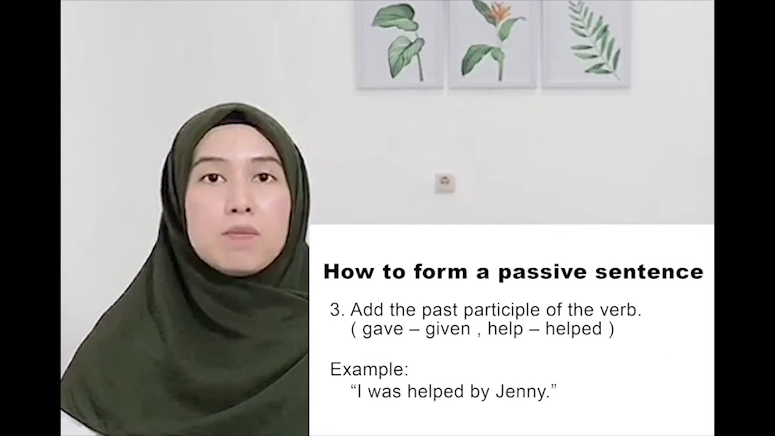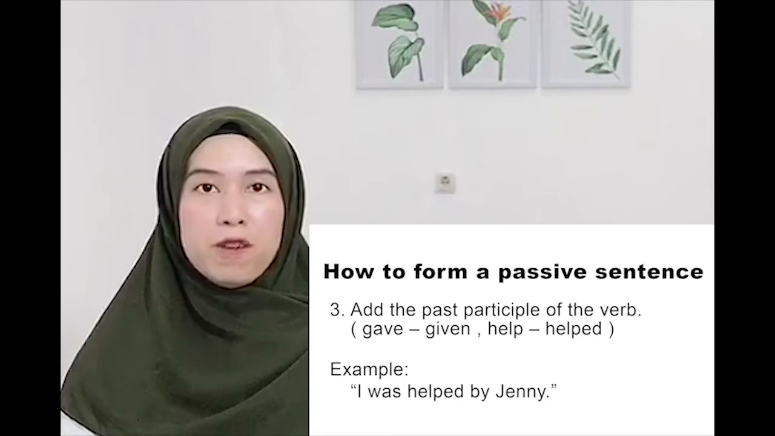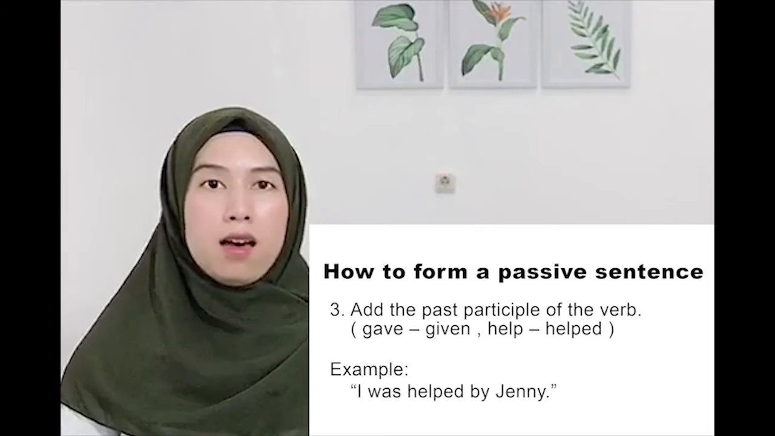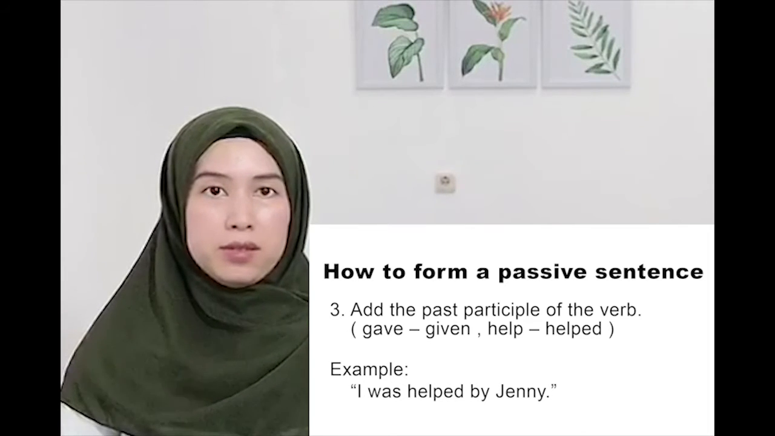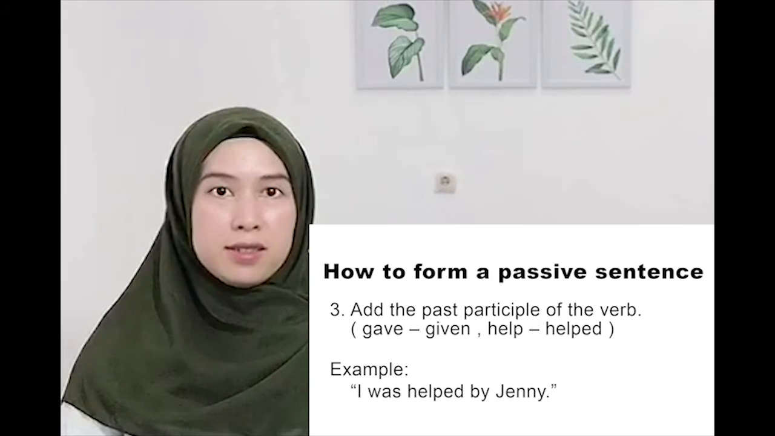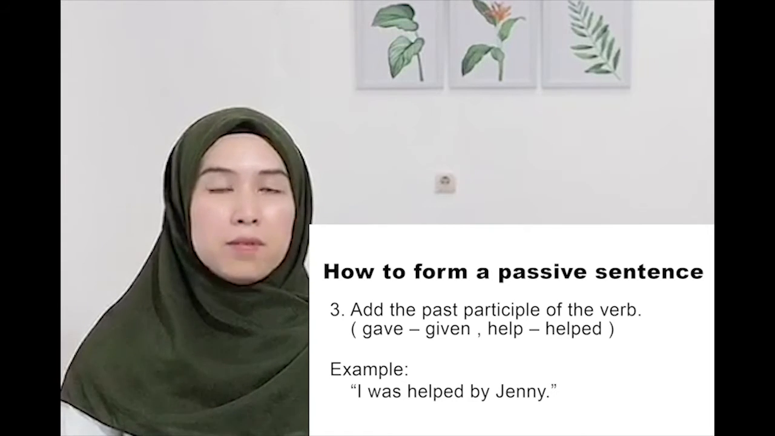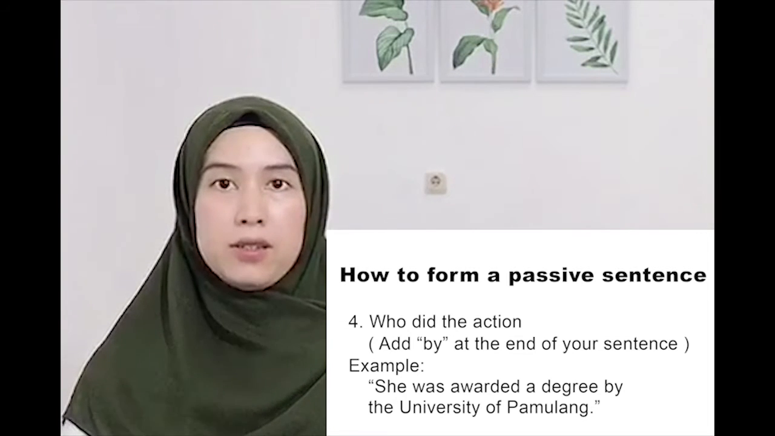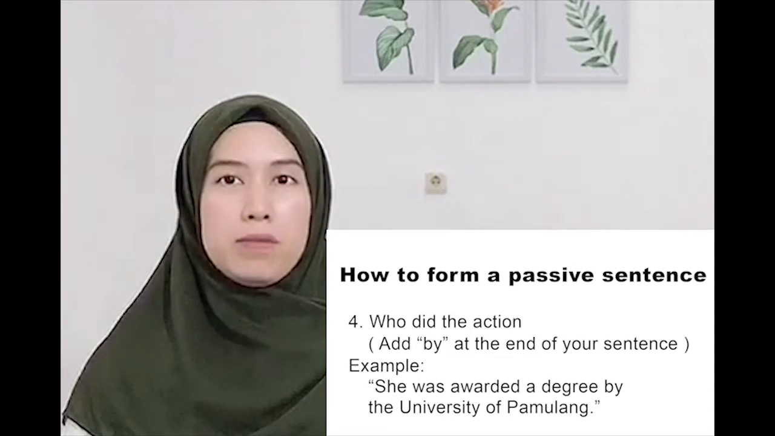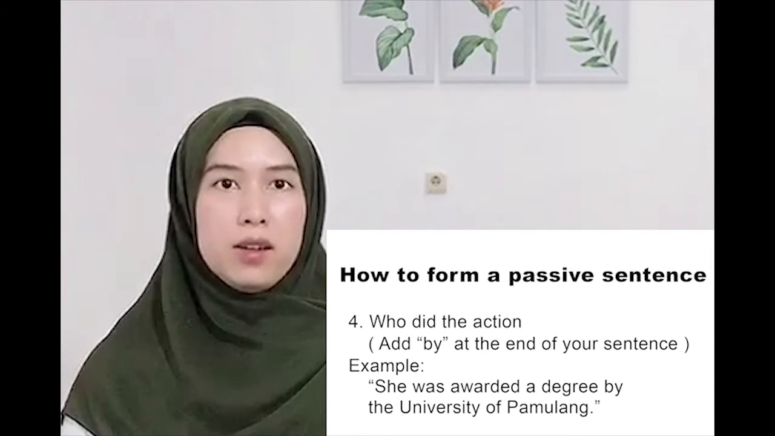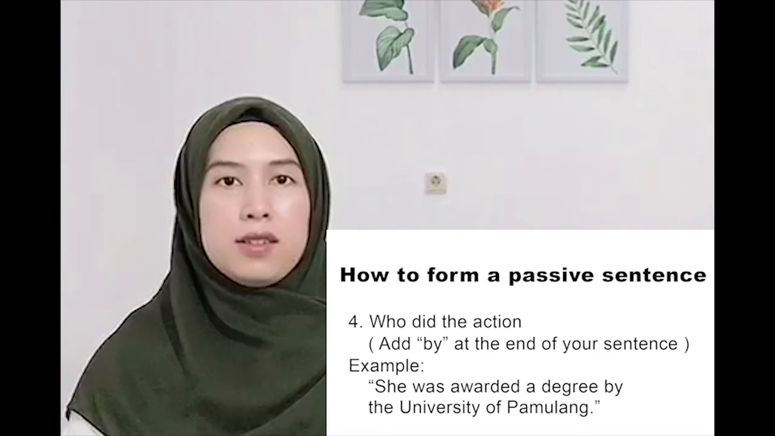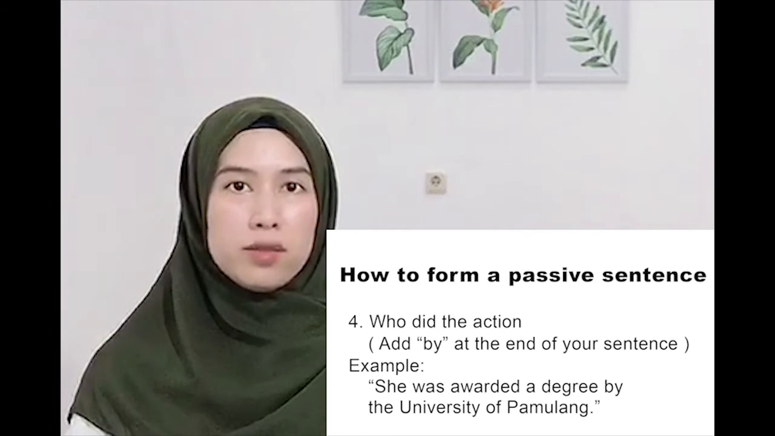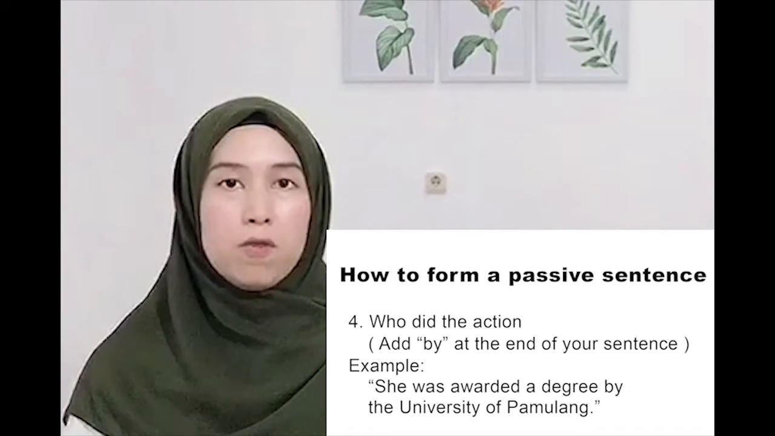Then, add the past participle of the verb. For example, gave, given, help, helped. Example sentence: I was helped by Jenny. If necessary, you can say who did the action. To do this, add by at the end of your sentence. Example sentence: she was awarded a degree by the University of Pamulang.